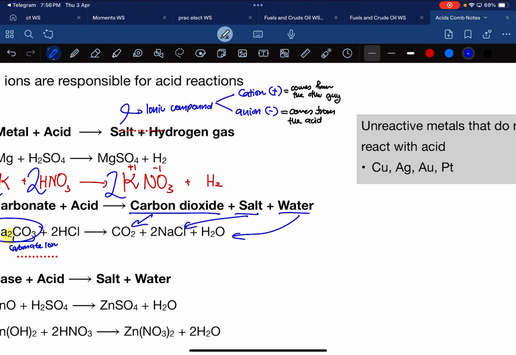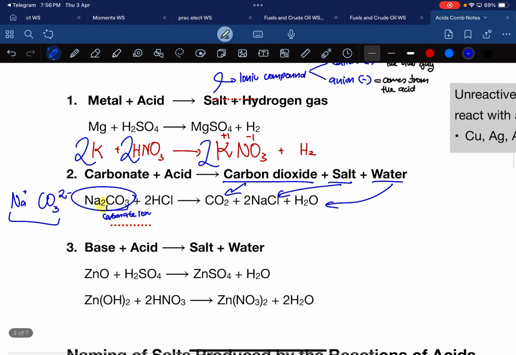No? Why? Which part is not good? Can you go over it again? I'm just doing reactions that acids can do. So what can acids do? They can react with metal to get salt and hydrogen. They can react with carbonates to get carbon dioxide, salt and water.